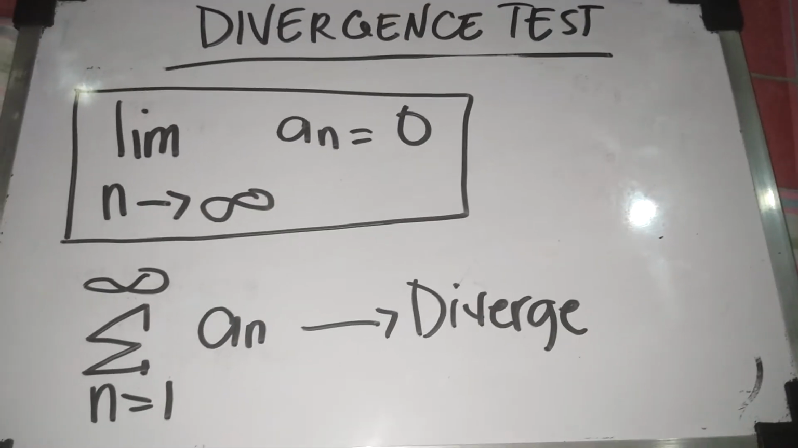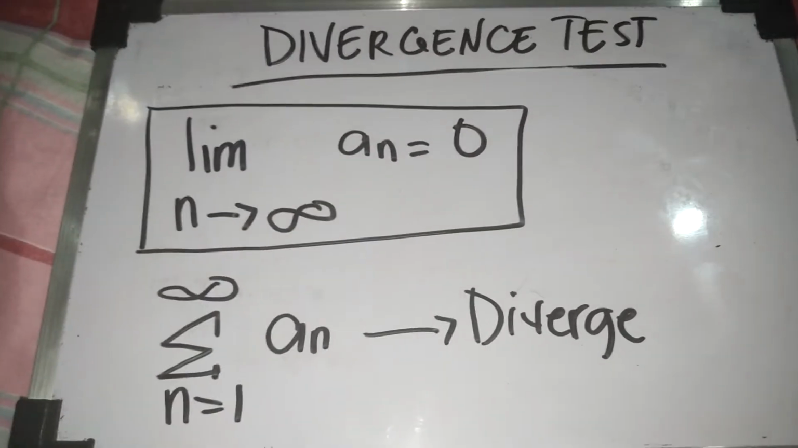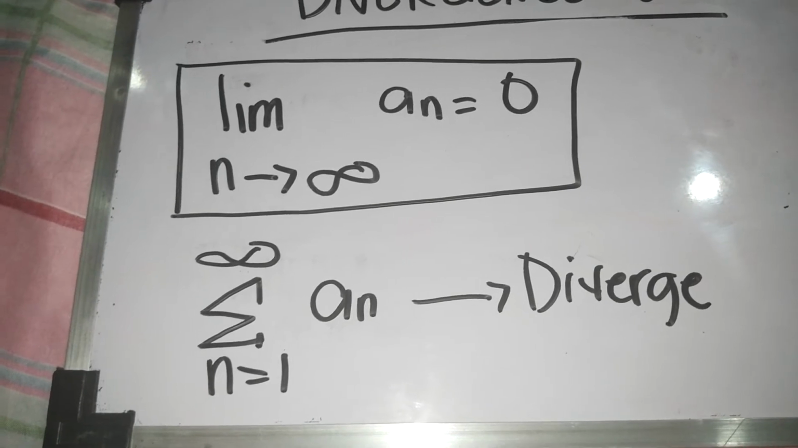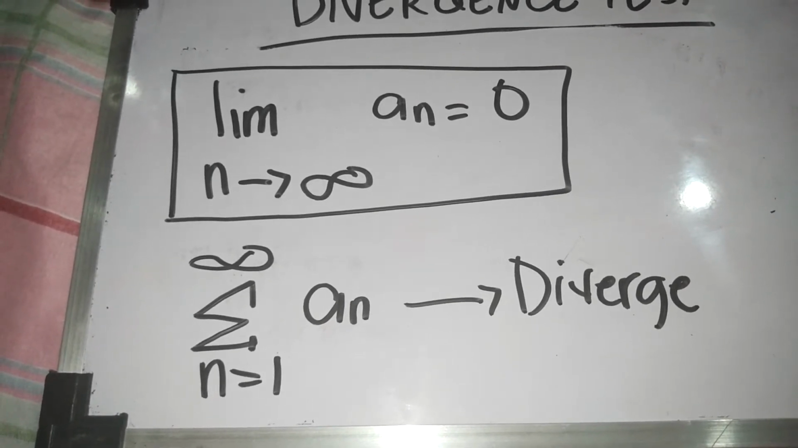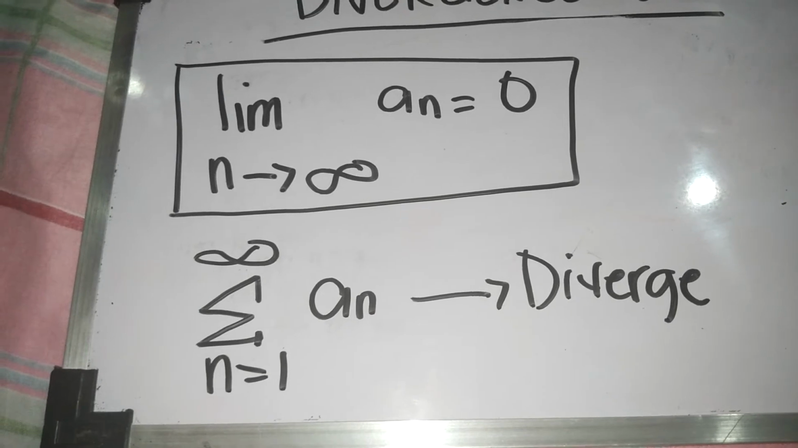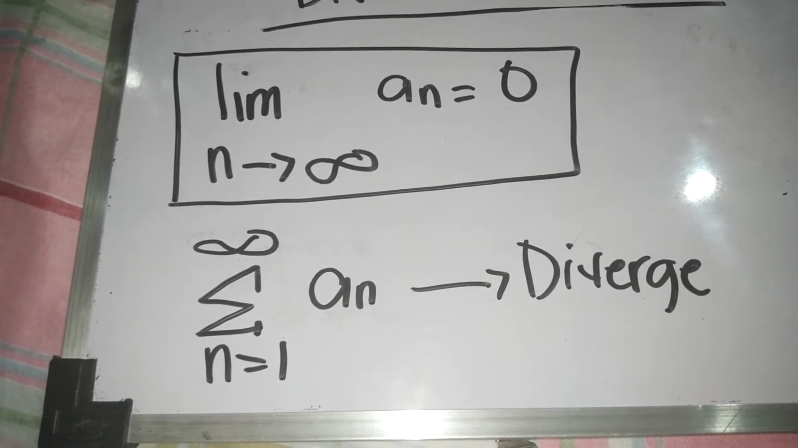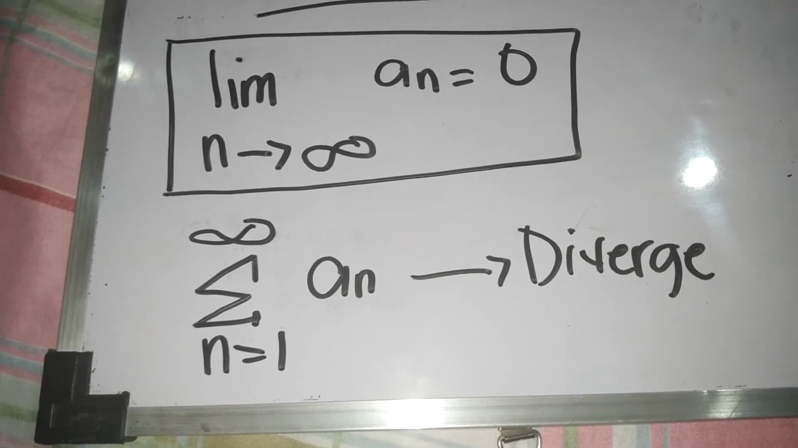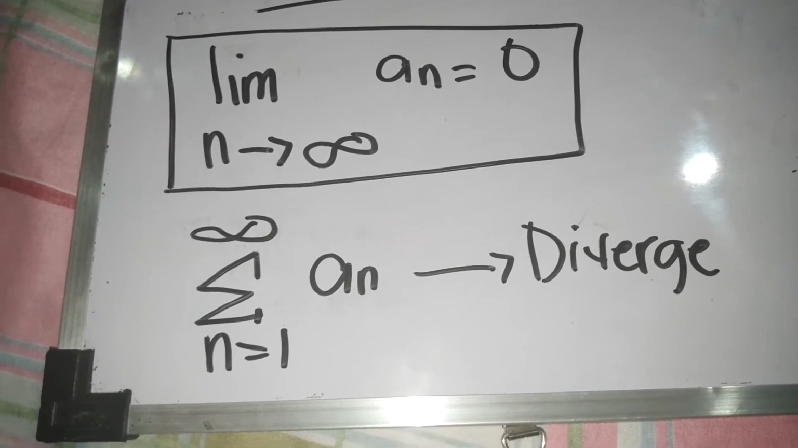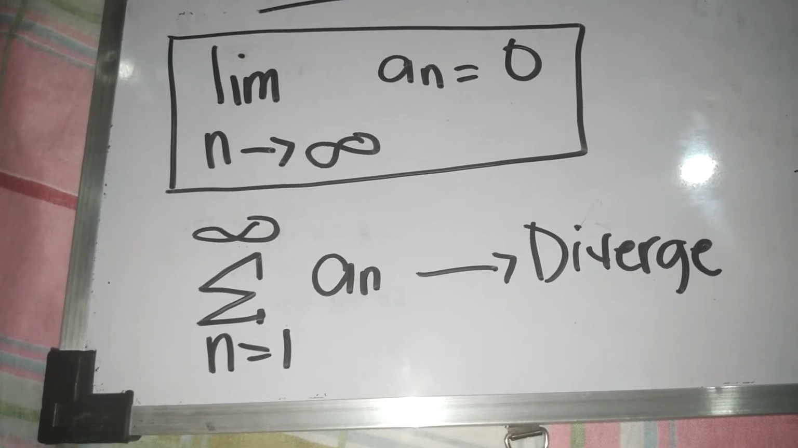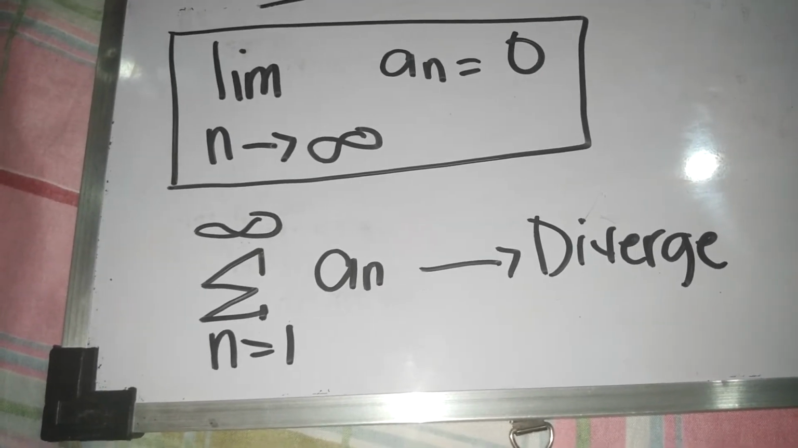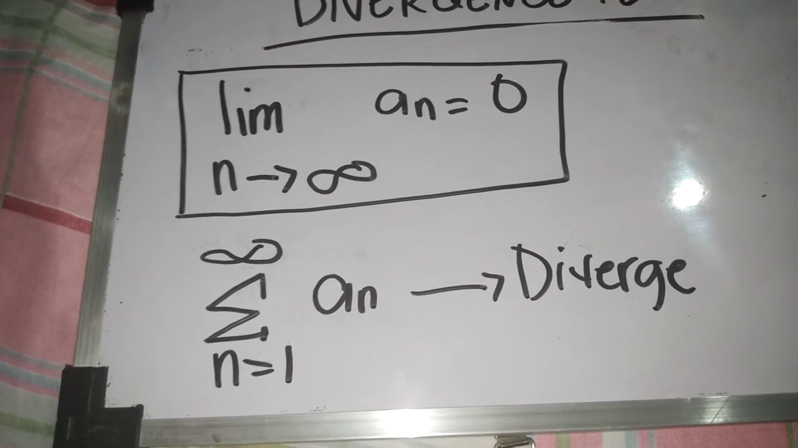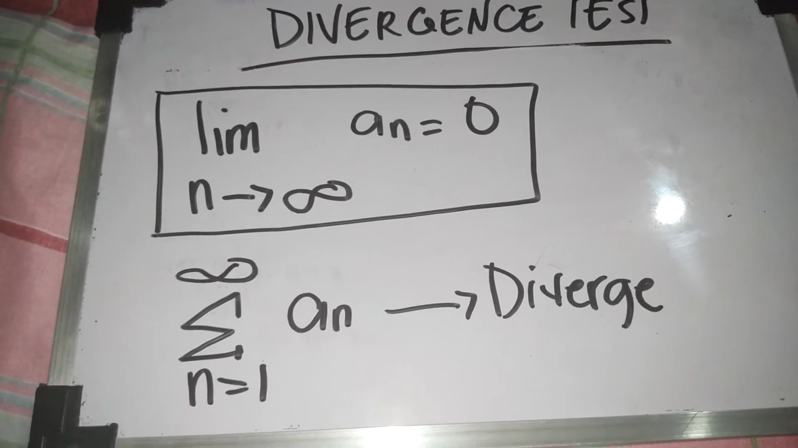Now, what about the other half of the coin? Let's say we take the limit as n approaches infinity of the sequence a sub n and it equals 0. Then the infinite series may converge or it may diverge. We can't come to a conclusion. We need to run another test to find out if it is going to converge or diverge. But if it does not equal 0, then the series will diverge.